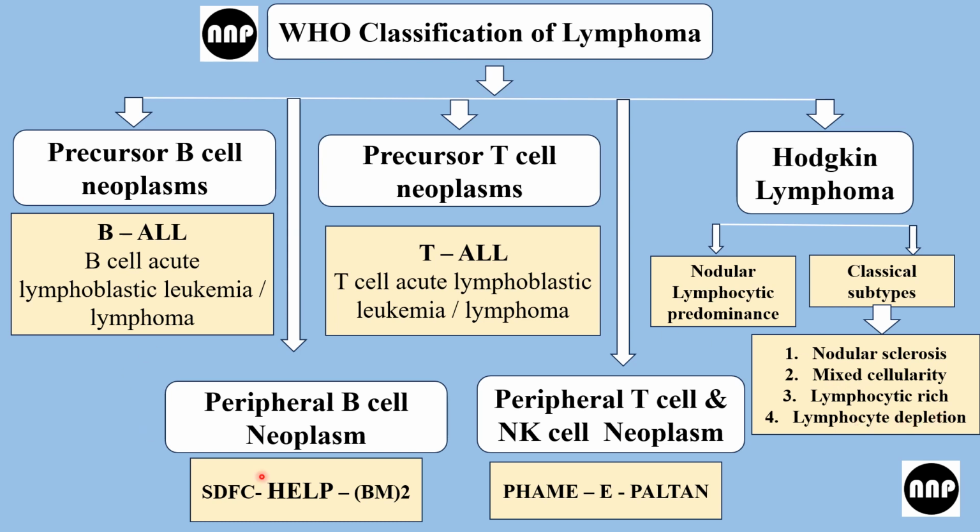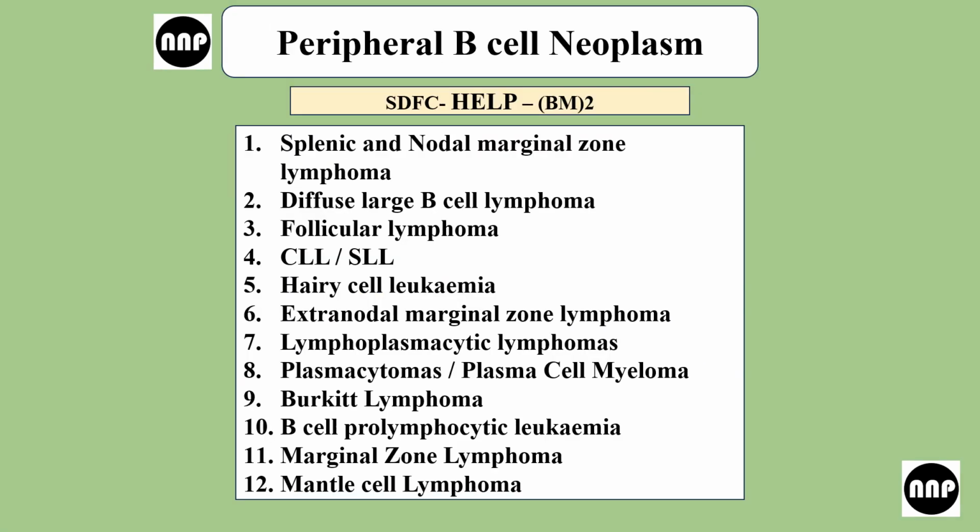Now coming to the most important part, peripheral B cell neoplasm, we have made a mnemonic, though it may not look like a mnemonic, but it is going to help you when you learn this. Since it is an easy 5 marks, you must learn at least the initials so that it will be helpful for you to remember all 12. SDFC HELP BM squared, that is double B and double M. Then for peripheral T cell and NK cell neoplasm, we have PHAME APPLE TAN. We will be seeing what it is. So for peripheral B cell neoplasm, the mnemonic is SDFC HELP BM squared.